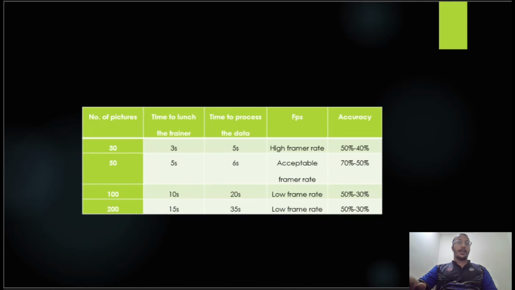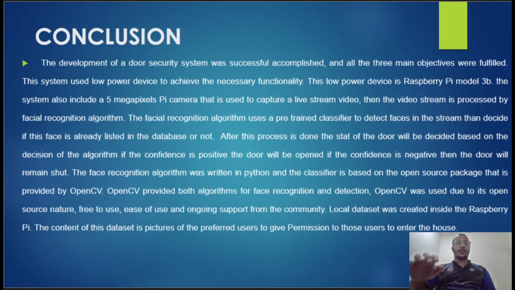And this is a table made to compare the performance for different numbers of pictures taken of one person. As we can see in this table, 50 pictures per person is the best one because it gives us the most accuracy, and this is what I used in my project.